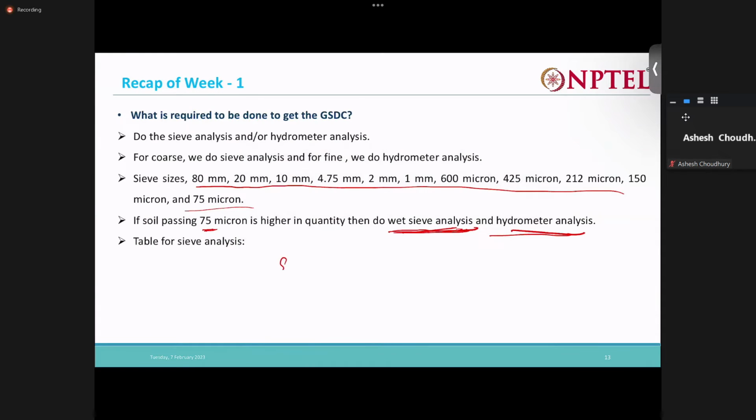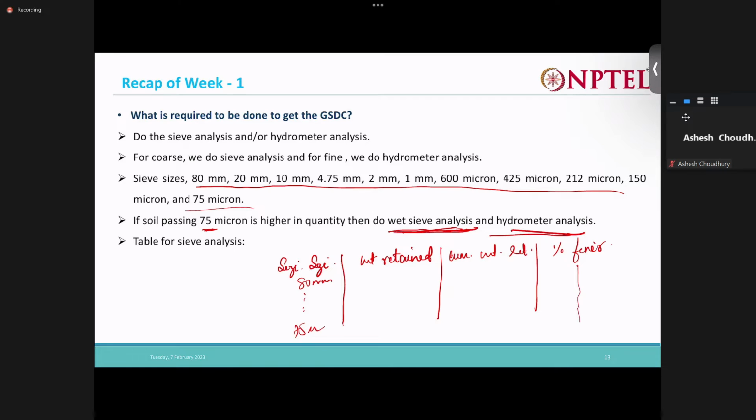We write a table with the sieve size, then the weight retained in each sieve, then the cumulative weight retained, and then the percentage finer. In this way we make a table, writing down each sieve size, and you need to find out the percentage finer.